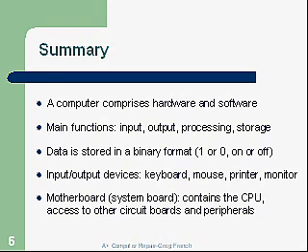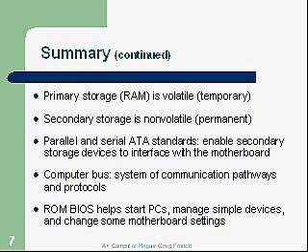Motherboard, the system board, contains the CPU, access to the other circuit boards and peripherals. Primary storage, which is your RAM, is volatile or temporary, goes away if power goes off. Secondary storage, which is non-volatile and permanent, like your hard drive. It stays there even after the power is turned off. Parallel and serial ATA standards enable secondary storage devices, such as the hard drive, to interface with the motherboard.